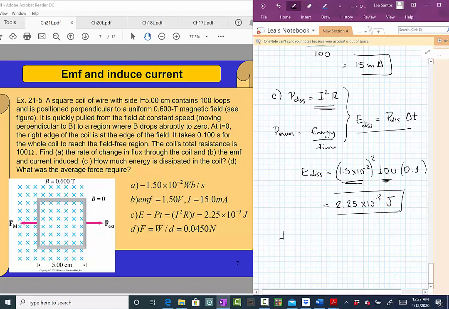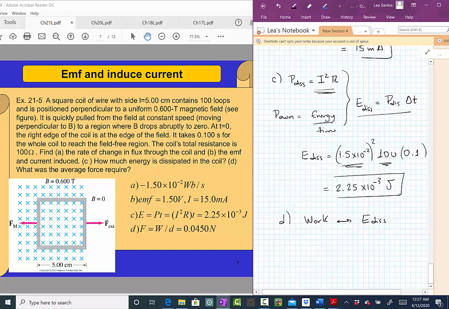Part D. Well, how they solve part D in your book is not the way that would come to my mind. I'll just tell you quickly how they solve it, and then I'll tell you how I would solve it. Well, part D is using the work energy principle, no? That the work is equal to this energy. So the work is equal to the energy dissipated. And, well, we didn't read the question, so let's read. Part D is, what was the average force required? So what is the force that we have to apply here? This is the external force to remove this coil from this region.